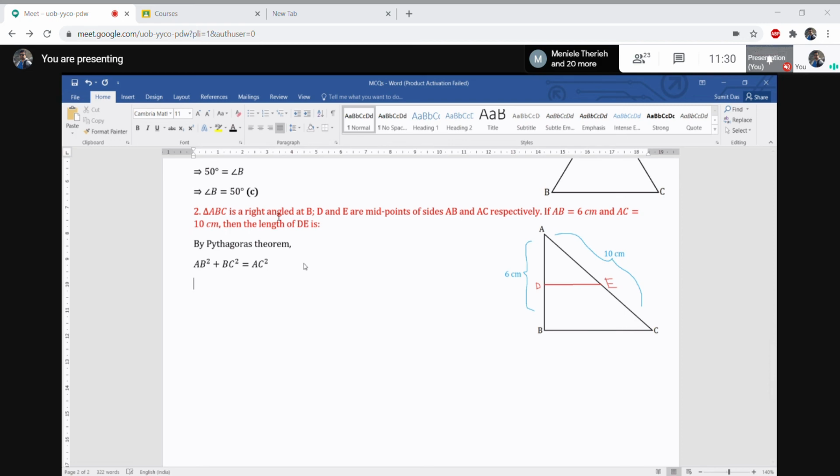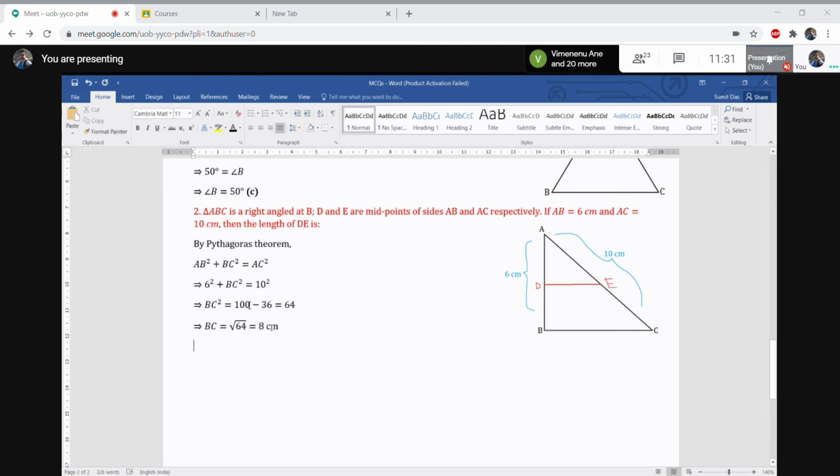Then just put the values. AB square means 6 square, plus BC square, whose value we don't know, equal to 10 square. So we can write BC square is equal to 100 minus 36, which is equal to 64. BC equals the square root of 64, which is 8. So BC is 8 centimeter.